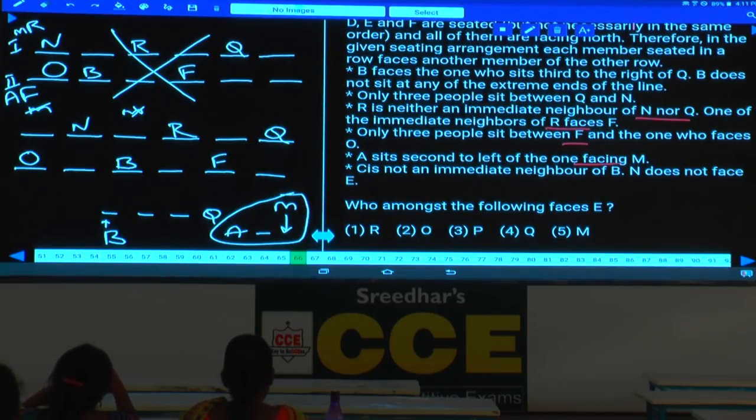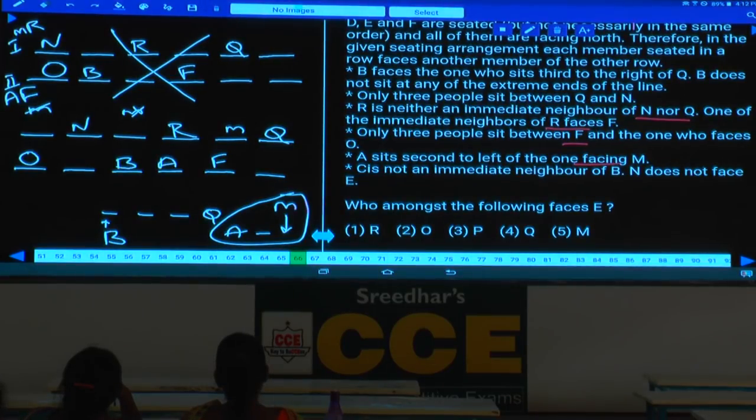Then what is the other possibility here? M. And A sits second to the left of the one who is facing M. Now, if M is at this place, then A sits second to the left of the one who is facing M. Then what is the other possibility here?